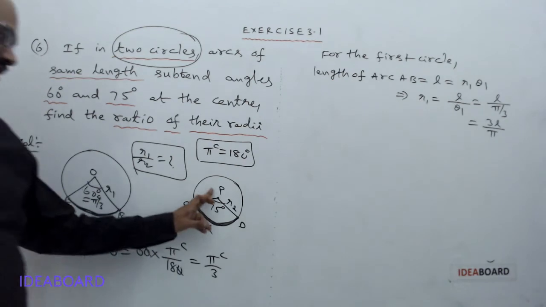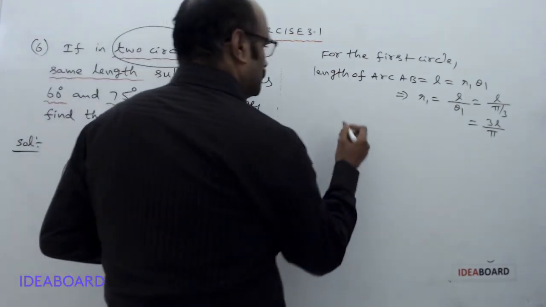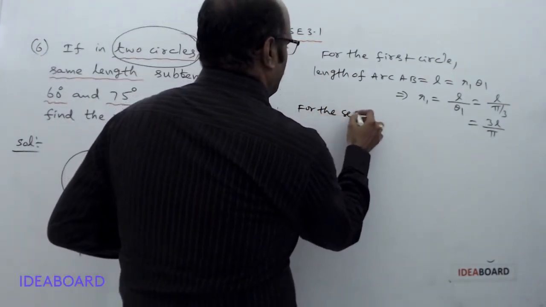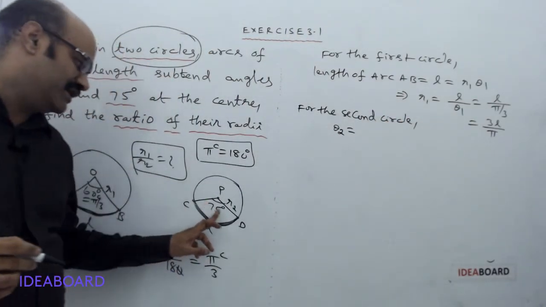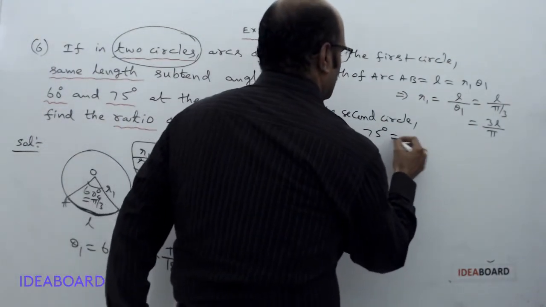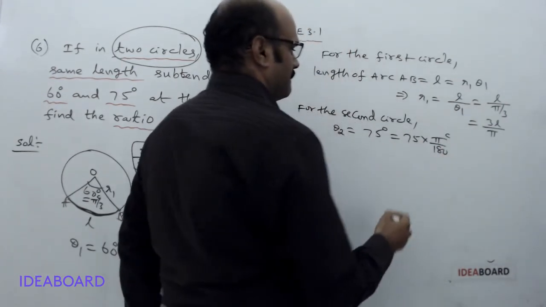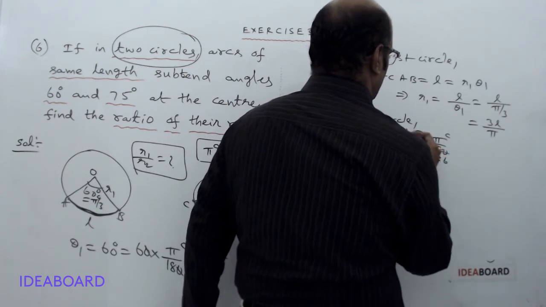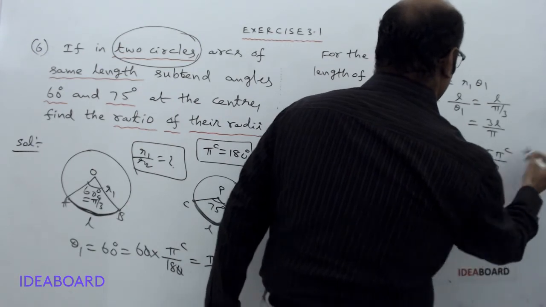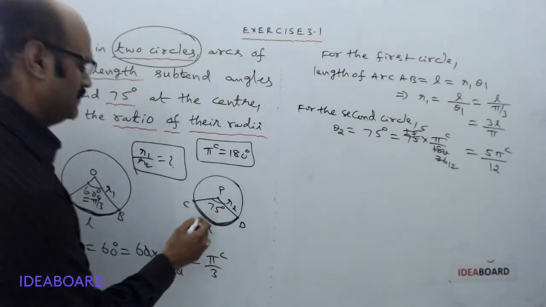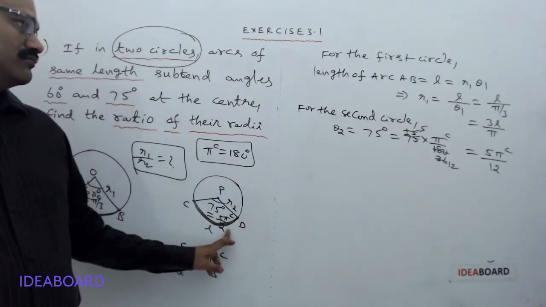Now similarly for the second circle, theta 2 equal to 75 degrees, equal to 75 into pi by 180 radians, equal to 5 pi by 12 radians.